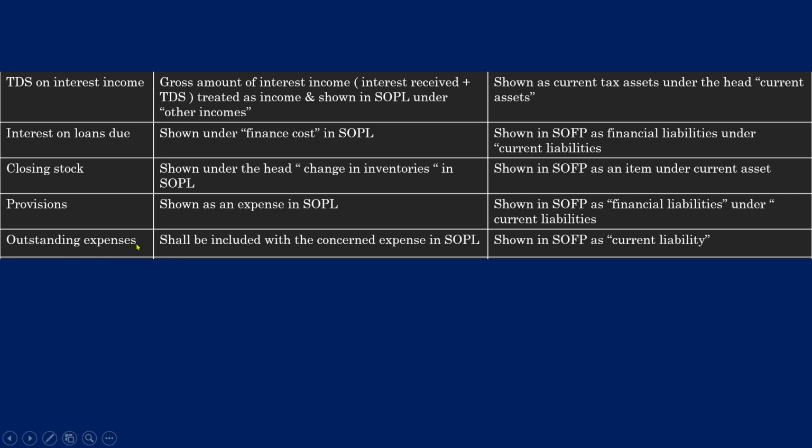Whereas in an outstanding expense, usually a part of the expense might have been paid during the year, but another part we have failed to pay. So you need to add the outstanding amount with the respective expense. So it shall be included with the concerned expenses in the statement of profit and loss, just like the adjustment which you have dealt with in the trading profit and loss account. So it is shown as an addition to the particular expense in the statement of profit and loss. Since it is a liability, it is shown under current liability in the statement of financial position.